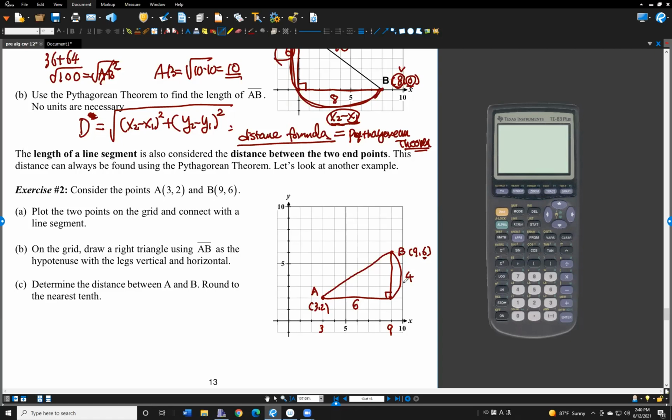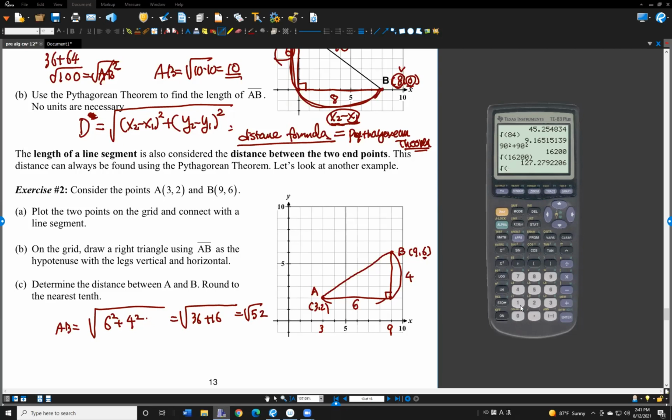Now we have two legs already, 4 and 6. Now I'm going to use the distance formula: AB equals the square root of 6 squared plus 4 squared. Is it okay? So simplify: 6 squared is 36, 4 squared is 16, which gives the square root of 52, right? Rounded, square root of 52 is around 7.2, right? That's the way you can find the length between 2 points. We just did it, right? We plot 2 points, we make a right triangle with the hypotenuse over here, and we use the Pythagorean theorem, okay?